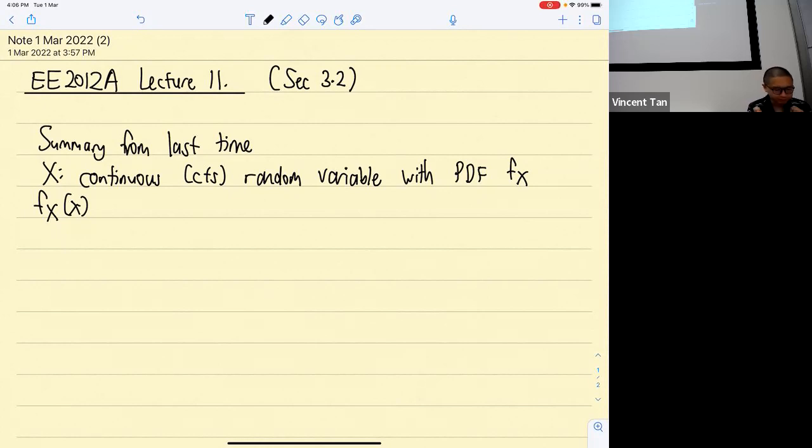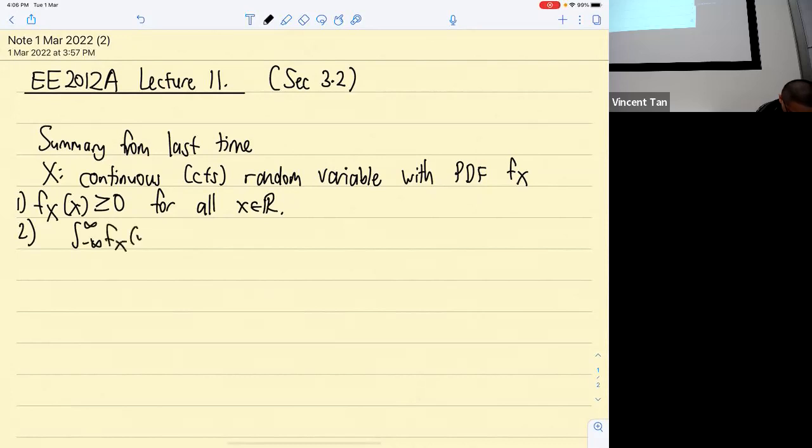We introduced the notion of a continuous random variable, which has a probability density function f of x. Now, what are some of the properties that the probability density function has to satisfy? Number one, it must be non-negative for all x on the real line. So you cannot have a probability density function that is negative. And number two, it must integrate to 1. So the integral of f_X(u) du must be equal to 1, from minus infinity to infinity.